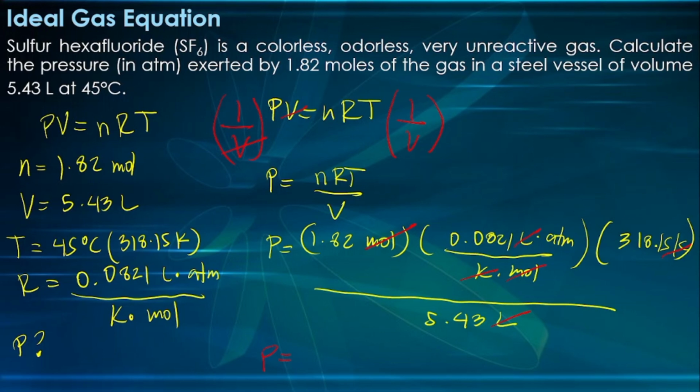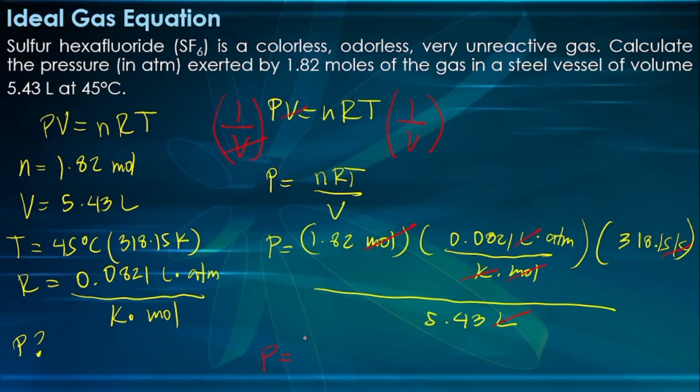Times 318.15. So again, first we multiply 1.82 times 0.0821 times 318.15. Okay? That will be equal to 47 point something, and then divide that by the volume, 5.43. And the answer will be 8.75480834. So let us round off our answer to three significant figures, which is 8.75.